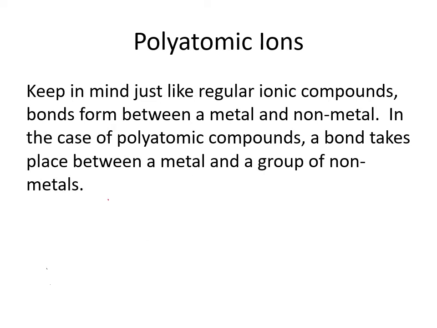So in regular binary ionic compounds, the ionic compounds that we have been learning in class, a bond forms between a metal and a nonmetal. In the case of a polyatomic compound, it's still considered ionic because it is a bond between a metal and a nonmetal, but this time the nonmetal is actually a group of nonmetals, okay? So it's more than one nonmetal. And you're going to recognize this by seeing that the nonmetal portion of your compound is 2 capital letters.